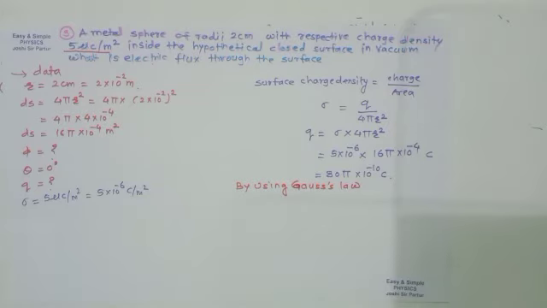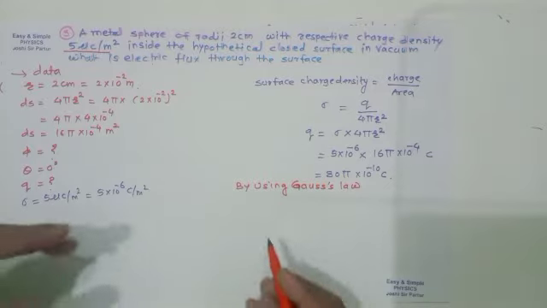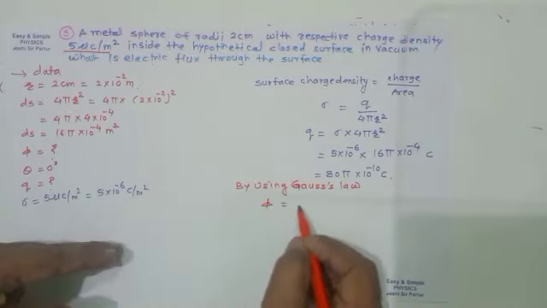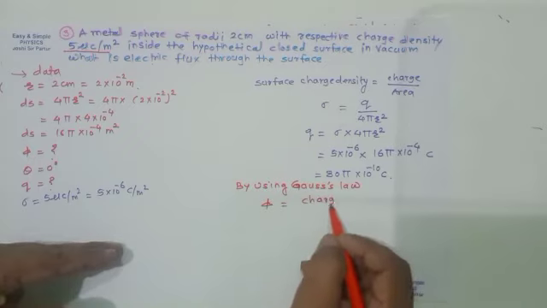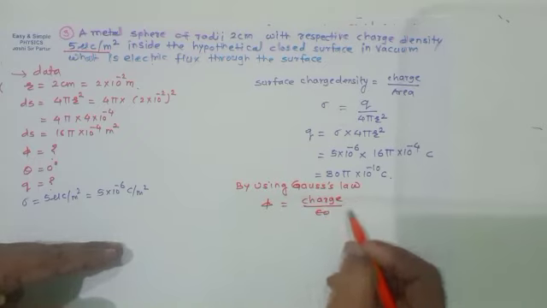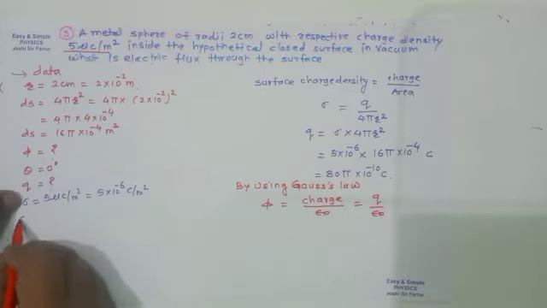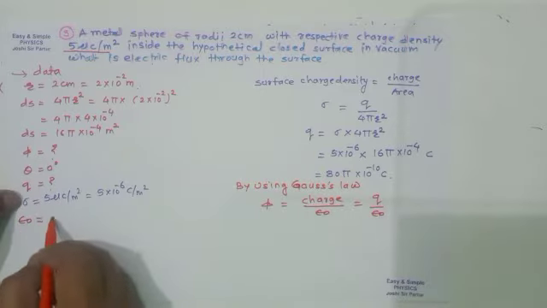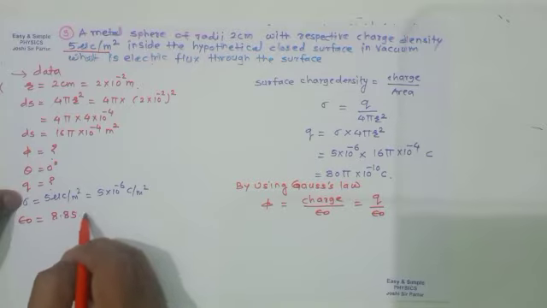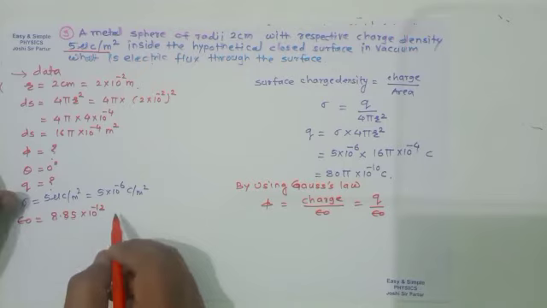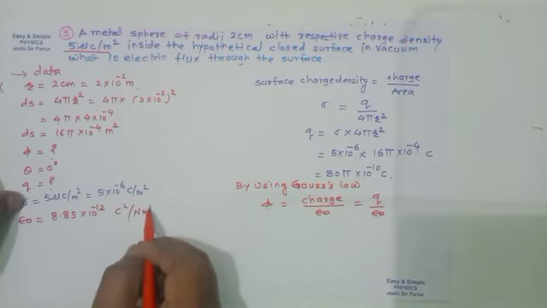Electric flux will be the charge inside the closed surface, which means phi is equal to Q upon epsilon 0. We know that epsilon 0 has the value 8.85 into 10 raised to minus 12 Coulomb square per Newton meter square.